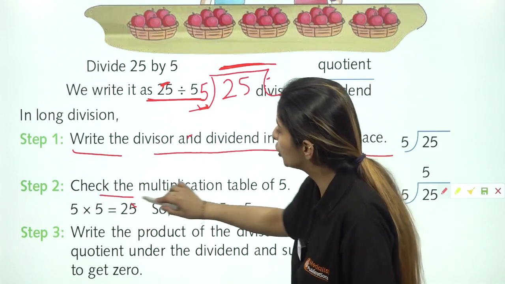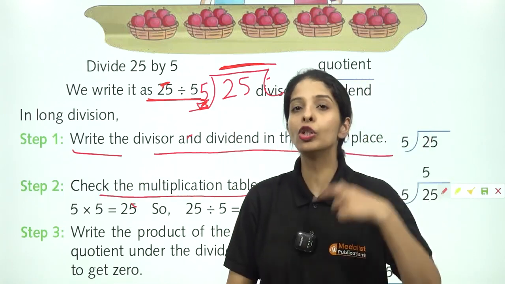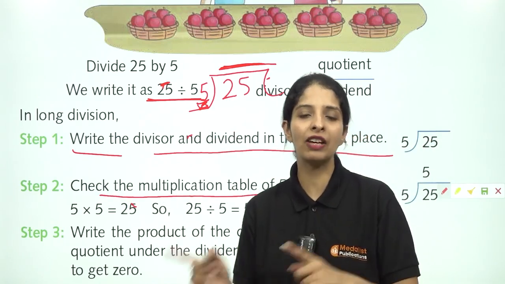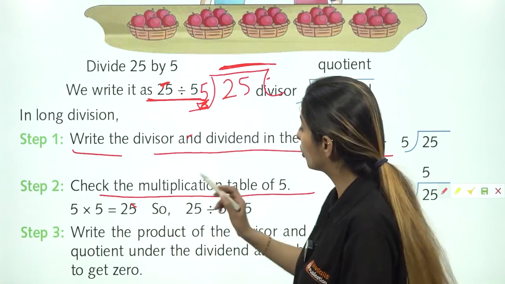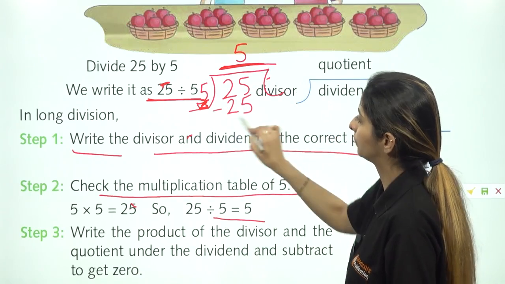Step number 2, check the multiplication table. Now you have to divide it by 5. So you will start recalling the table of 5. 5 fives are 25. So you get that your quotient is 5.